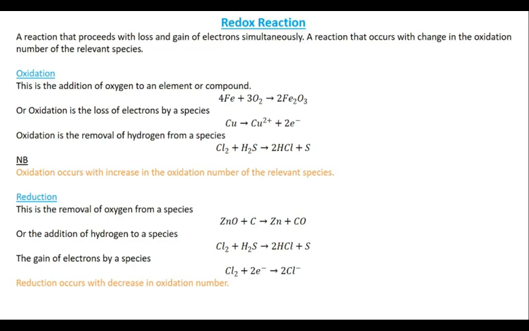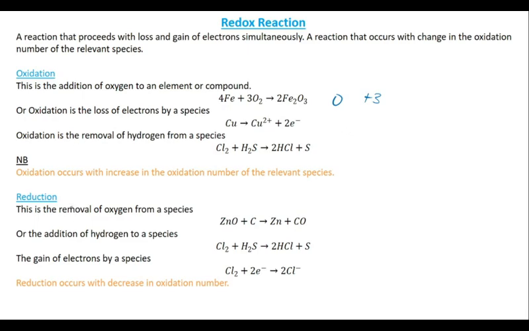In the case of iron, in the first scenario over here, we can see that iron in the ground state has an oxidation number of 0, and if you calculate the oxidation state of iron in the compound over here, it is +3. So iron has moved from an oxidation state of 0 to +3, which is an increase in oxidation number. So in all redox reactions that occur, oxidation normally occurs with an increase in the oxidation number of the relevant species.